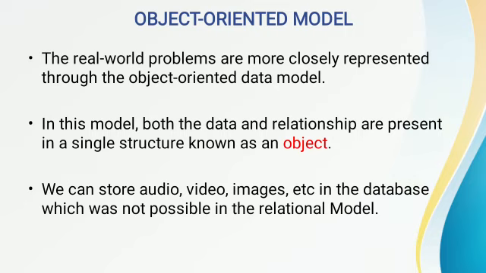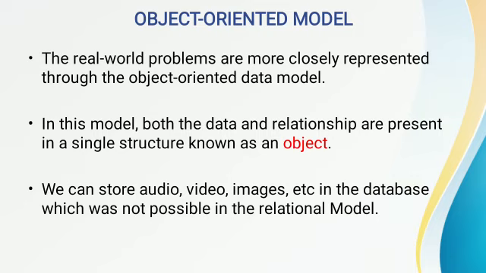In this model, both the data and relationships are present in a single structure known as an object. Simply remember that. We represent the data in the object oriented model in the form of objects. So an object describes both the data and the relationships that exist among those data.